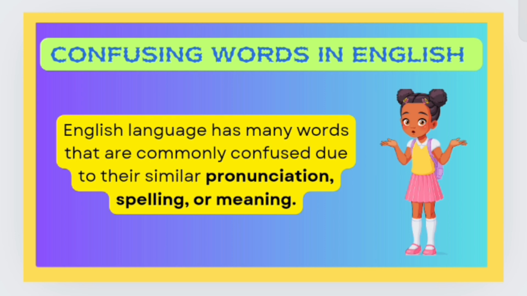Today we have a very interesting topic to discuss. Confusing words in English. The English language has many words that are commonly confused due to their similar pronunciation, meaning, or spelling. Now, if you go through your English dictionary, you will find there are many such words which sound the same to you. The way you pronounce them will be the same, but definitely when we use them in our day-to-day language, there is a difference. So this can be confusing. Therefore, today we will discuss this.